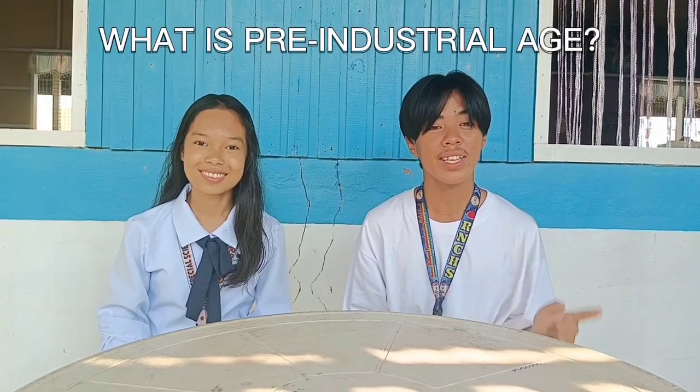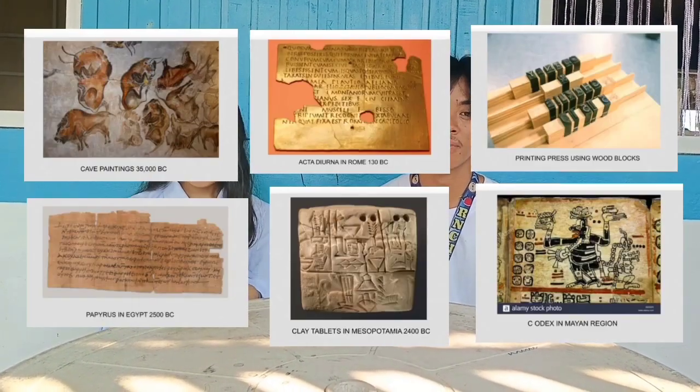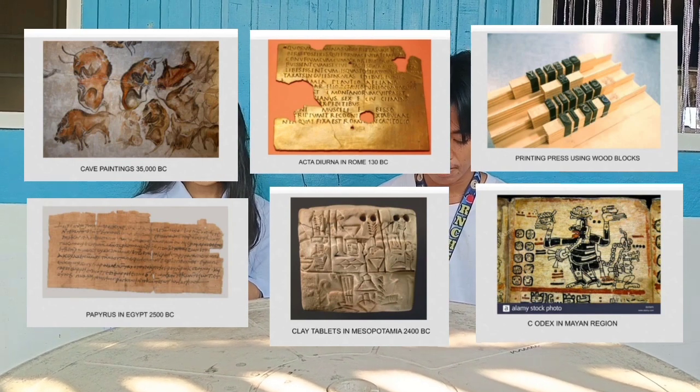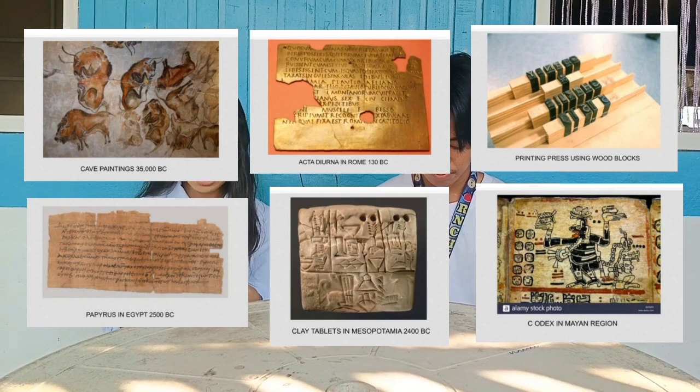First, what is the pre-industrial age? This is where people discovered fire, developed paper from plants, and forged weapons and tools from stone, copper, iron, and bronze. So for example, first, cave paintings, then clay tablets in Mesopotamia, then papyrus in Egypt, Acta Diurna in Rome, Dibao in China, Codex in the Mayan region, and the printing press using woodblocks.